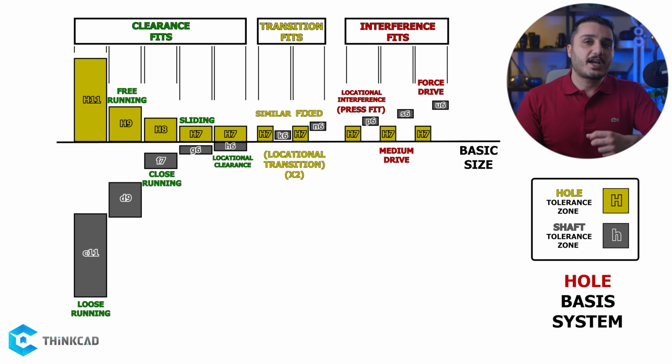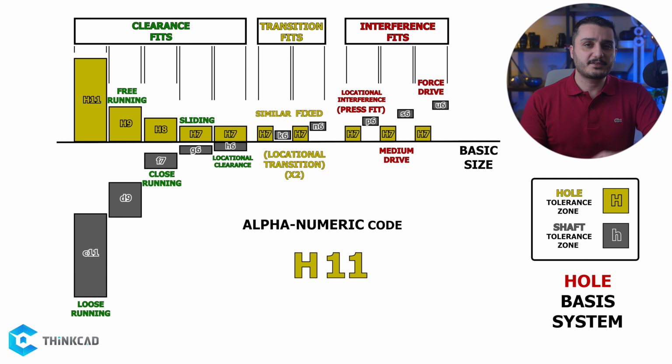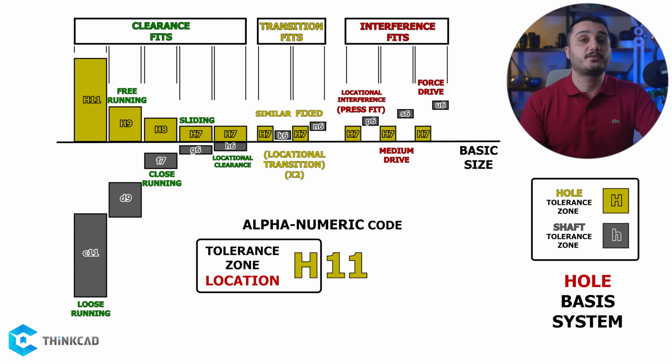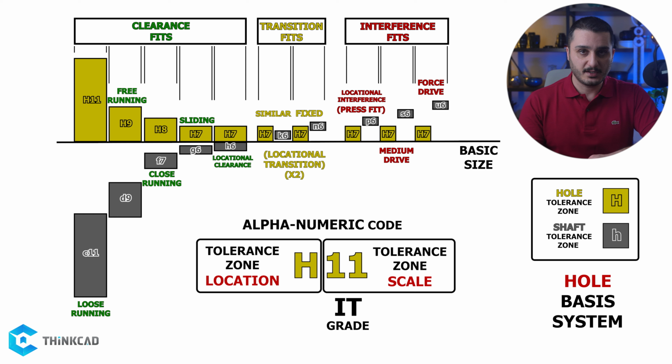Now, what does each alphanumeric code combination represent, and how can we translate them to actual tolerance values? Whenever you look at any of these values, separate the letter from the number. Think of the letter as the deciding factor for where the tolerance zone is located with respect to the nominal size. The number in front of it is the IT grade, or tolerance class. You can think of the IT grade as the deciding factor for the scale of the tolerance zone. It basically defines how large the tolerance zone is, but not its location.